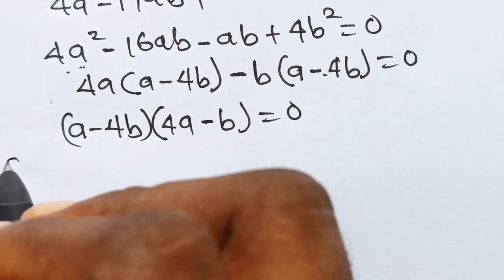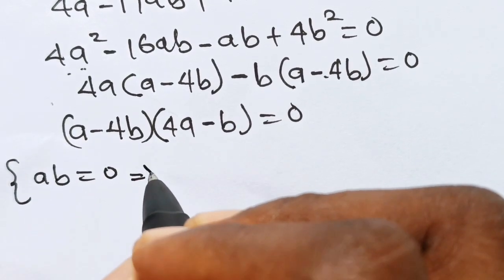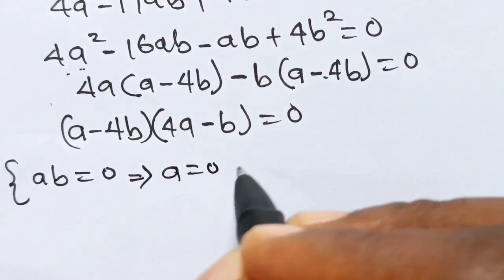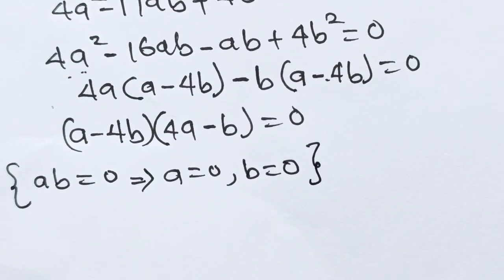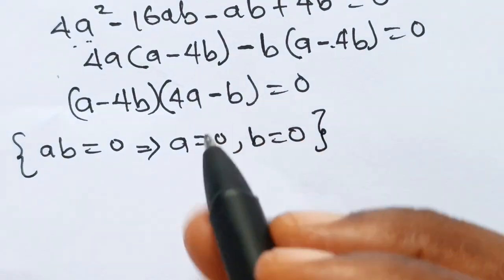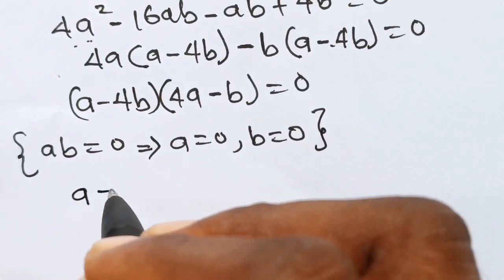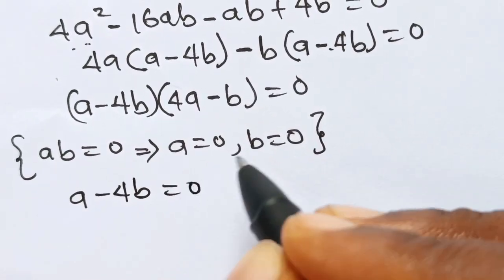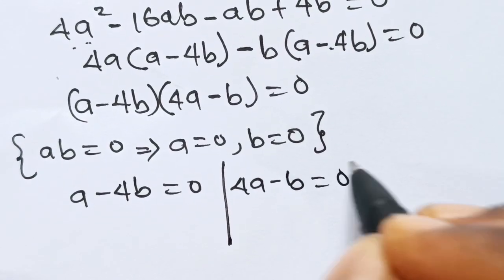Alright. So note that when a multiplied by b is equal to 0, this implies that either a is equal to 0 or b is equal to 0 or both are equal to zero. So we can now write this as a minus 4b is equal to 0, 4a minus b is equal to 0.